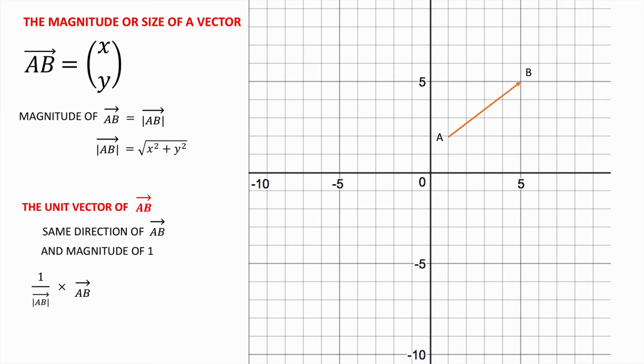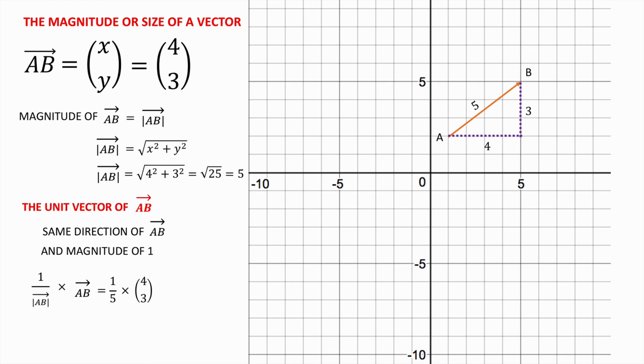In this diagram, we see that AB is (4, 3). So the magnitude of this vector would be 5. Now we plug these values into the unit vector formula, so we get 1 over 5 times (4, 3), and that is equal to (4/5, 3/5). Now if you look at the diagram, the unit vector is in the same direction as AB, and the size of that vector is 1.